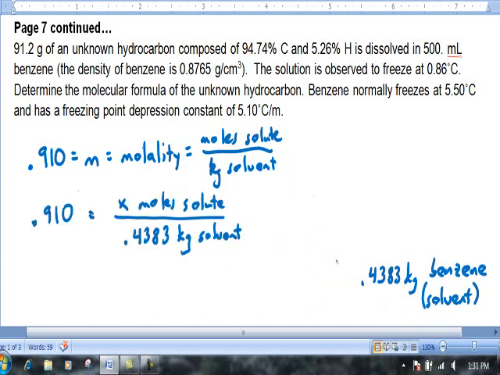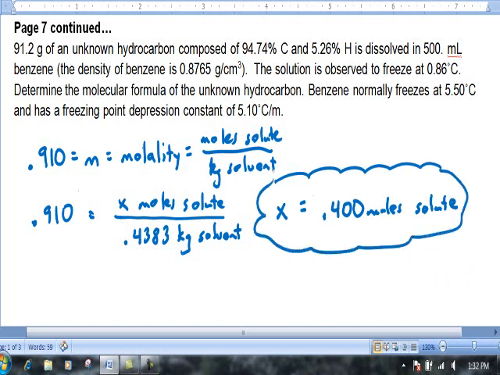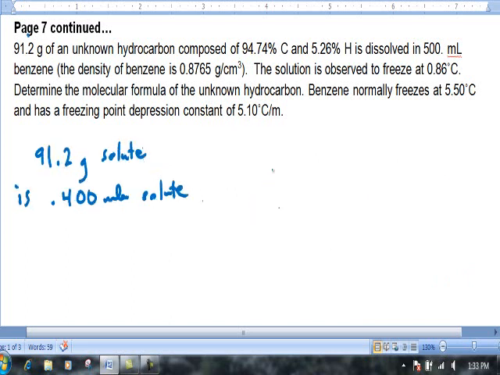We can use the kilograms of solvent now. We know our molality is 0.910. We have X moles of solute per 0.4383 kilograms of solvent. We can now solve for how many moles of solute are present in our solution. Solving for X gives us 0.400 moles of solute present in this solution. Here's what we now know. The given quantity of 91.2 grams of solute represents 0.400 moles of solute.